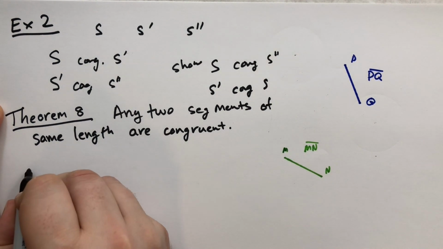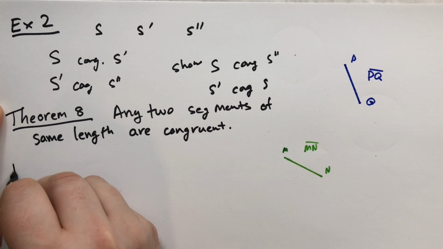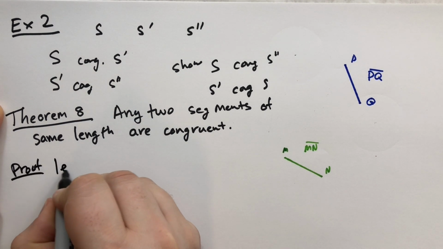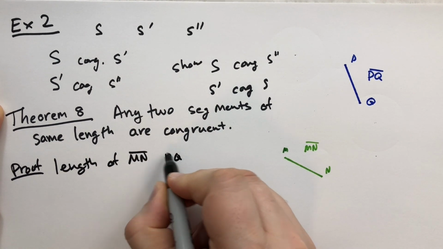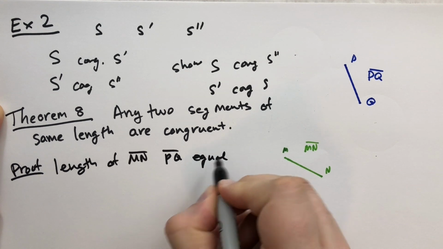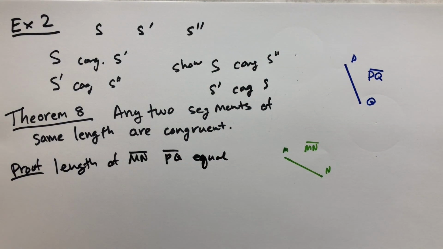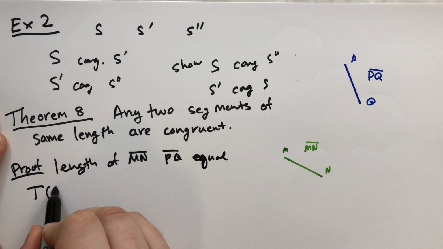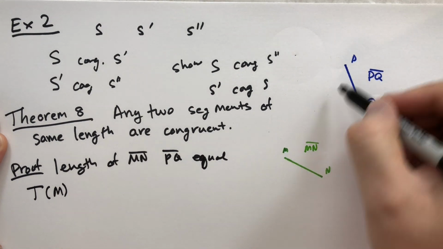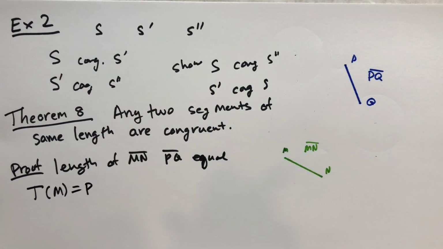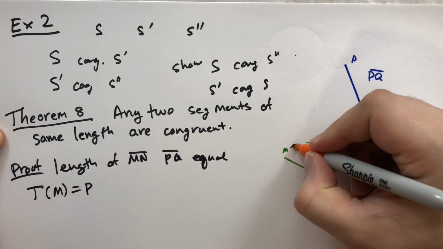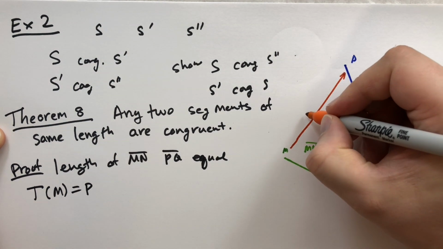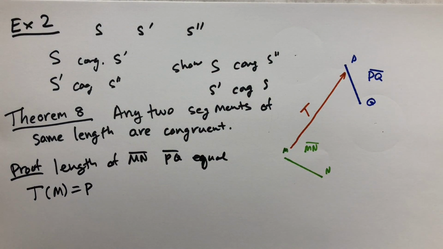So we're going to say, first of all, proof. The lengths of MN and PQ are equal. These two lengths are the same, okay? So we have some translation T that will map M to P. Let's use a new color, this orange color. That translation moves point M to P. That's what that translation does.